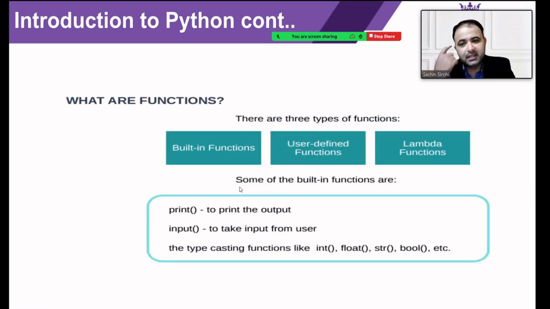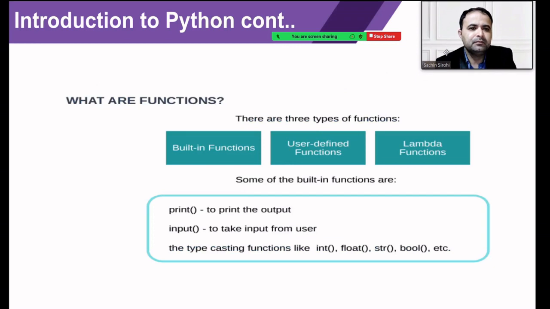Now I want to discuss what functions are basically. There are three types of functions in Python: built-in function, user-defined function, and lambda function. Some of the built-in functions are print, to print the output, input, to take input from the user, which I have already discussed, and the typecasting functions like integer, float, string, and boolean. These are some built-in functions which are provided by Python for basic work.